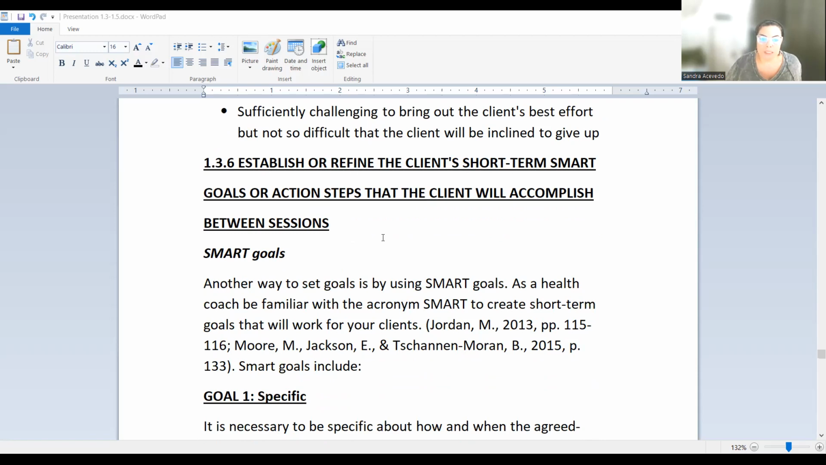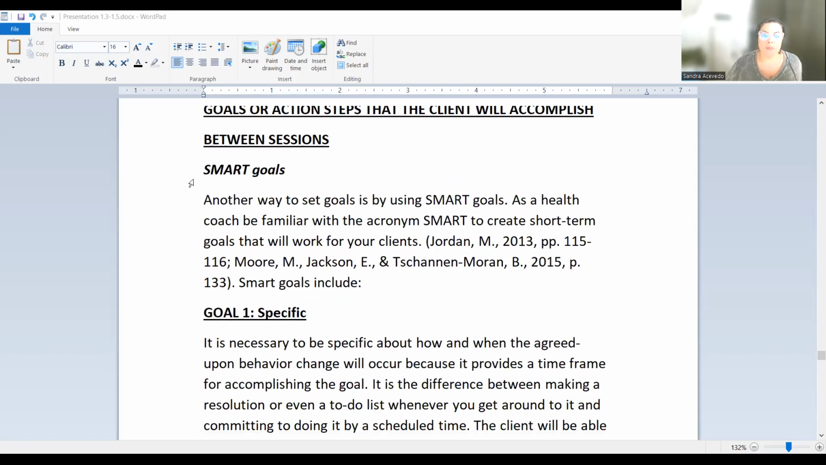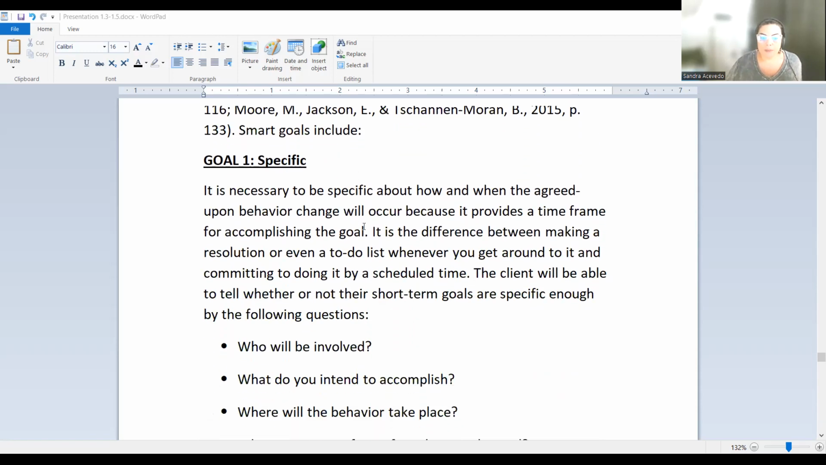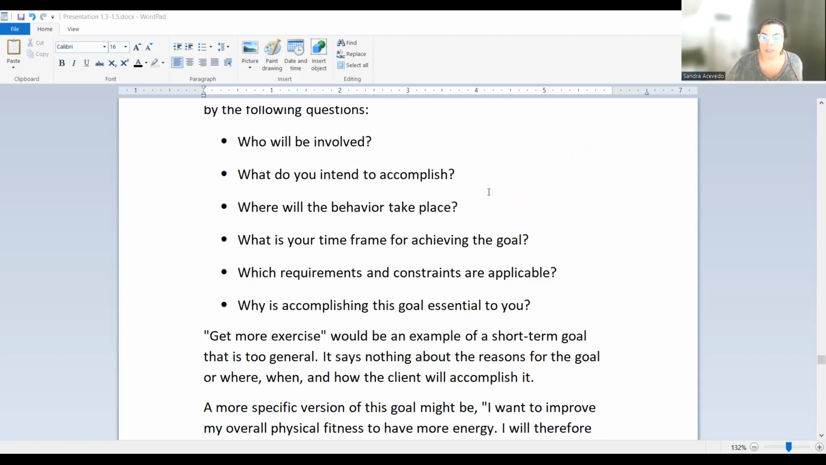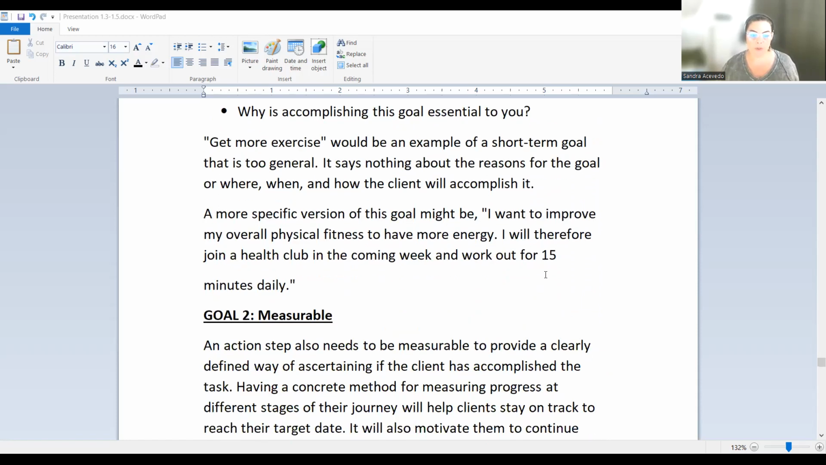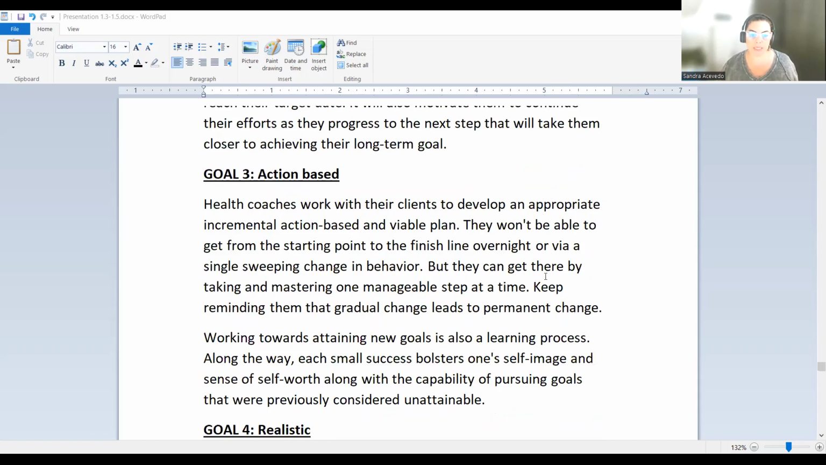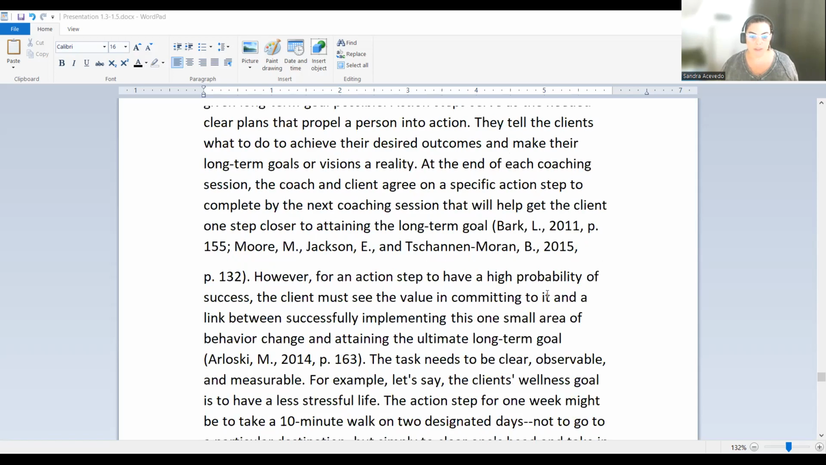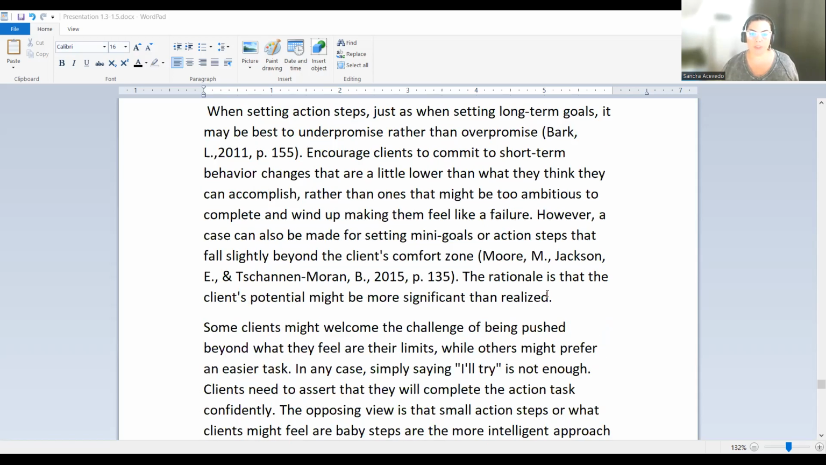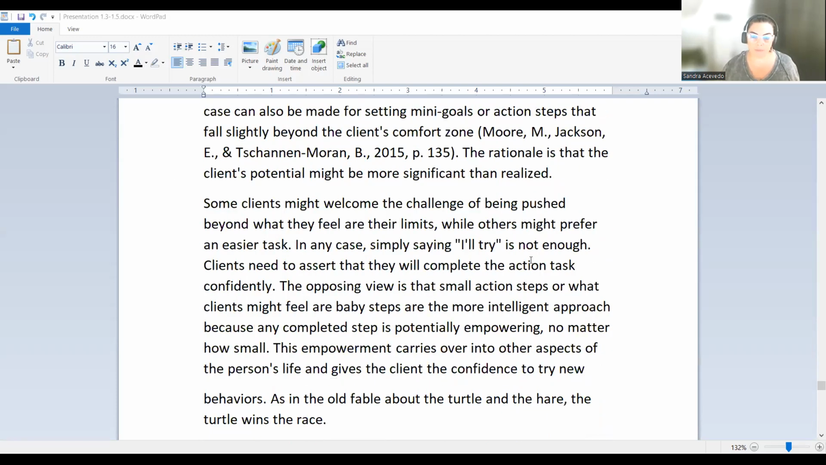So 1.3.6, establish or refine the client's short-term SMART goals or action steps that the client will accomplish between sessions. I know a lot of you already know about SMART goals. Be specific. Questions like who will be involved? What do you intend to accomplish? Where will the behavior take place? What is your time frame for achieving the goal? Which requirements and constraints are applicable? And so forth. 2 is measurable, 3 is action-based, 4 is realistic, 5 is time-based. And don't minimize the importance of baby steps. There's some notes there. I can put this in the guides.